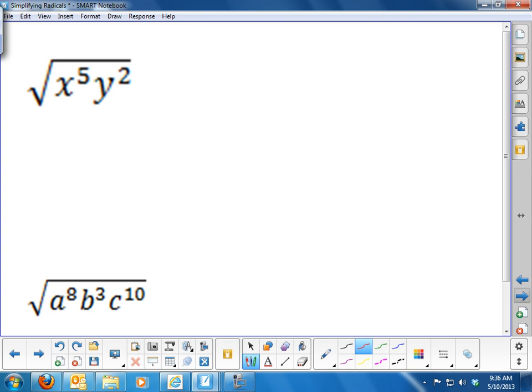All right, here I have some variables now. What I can do is I can take this problem and I can break it up into the square root of x to the 5th times the square root of y squared. Okay, now the square root of y squared, you guys should know that one. The square and the square root cancel each other. So that leaves us just with y. So that's what we want to try and get at with our x to the 5th. So you want to ask yourself, how can you rewrite x to the 5th so that you have x squareds? Because squares and square roots undo each other.